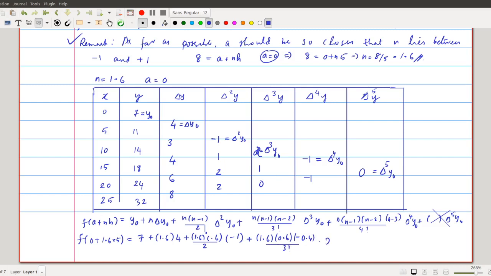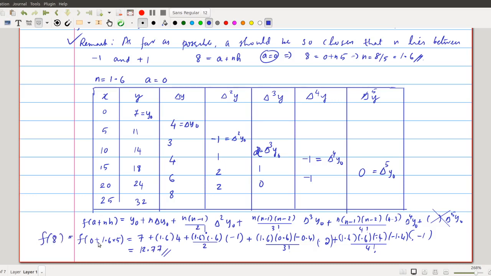Delta cube y naught is 2, plus n into n minus 1 into n minus 2 into n minus 3, that is 1.6 into 0.6 into minus 0.4 into minus 1.4, divided by 4 factorial into delta raised to 4 y naught, and delta raised to 4 y naught is minus 1. Now simplify this expression, then you will get 12.77. So this is correct to 2 decimal places, and this is nothing but f of 8.